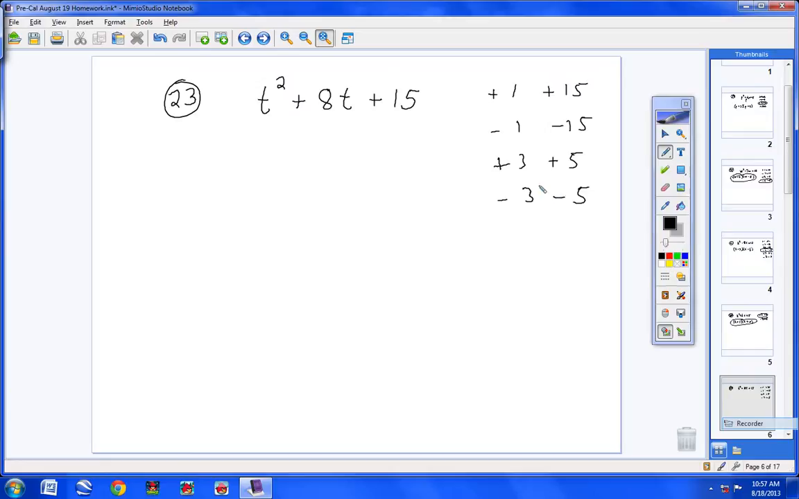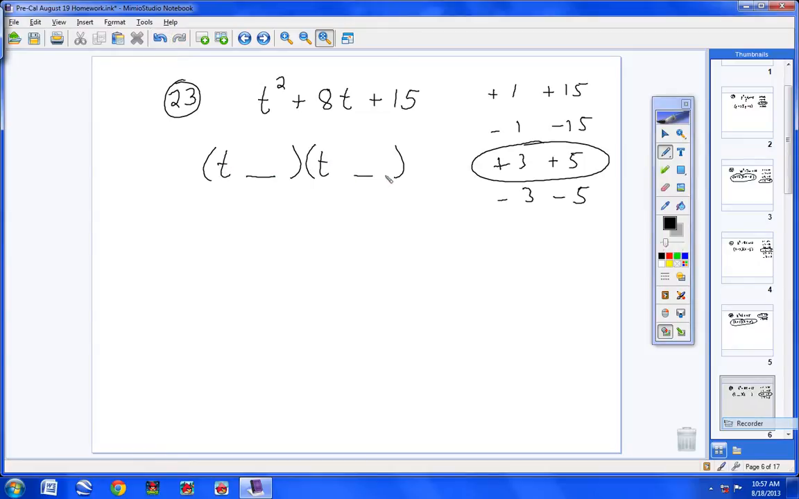Now, step 3 says pick one of these sets based on your middle term. Your middle term is a positive 8, positive 8t. So which one of these would add up to a positive 8? This one. If I take 3 and 5 and add them together, I will get a positive 8. So that's the group that I want to use. So go ahead and put your two sets of parentheses. And now for your first blank, right here and here, what would I put? Well, I've got a t squared, so I'm going to put a t and a t.